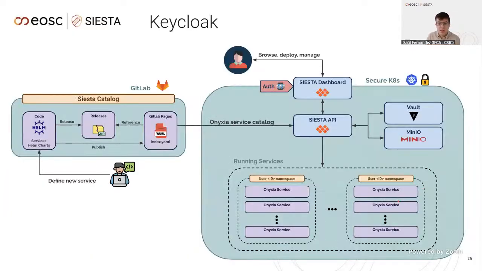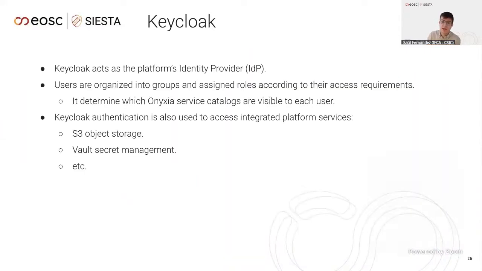So now let's talk about that Keycloak configuration. Keycloak is basically the identity provider that we are using in the platform. And in this Keycloak, users are organized into different groups and assigned roles according to their access requirements. This will help Onyxia to determine which catalogs are going to be shown to each user. This Keycloak is not just used by Onyxia, it's used by a lot of services. In the context of this presentation, Keycloak is also being used by the S3 object storage, the MinIO instance, and also the Vault Secrets Manager.